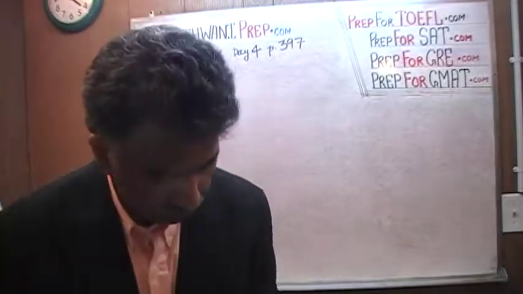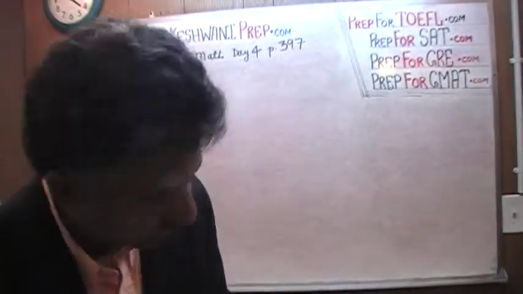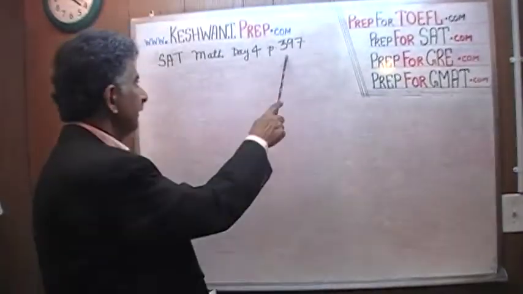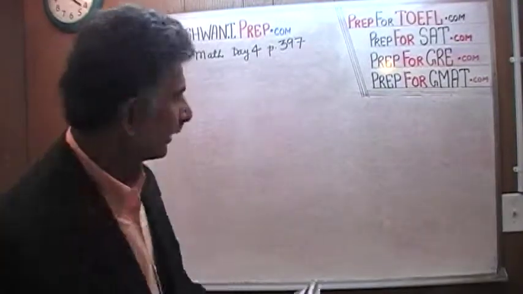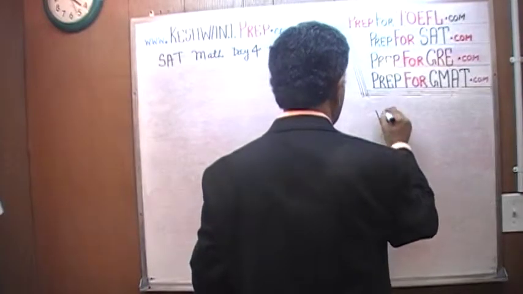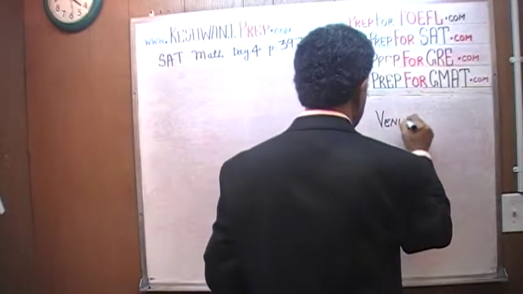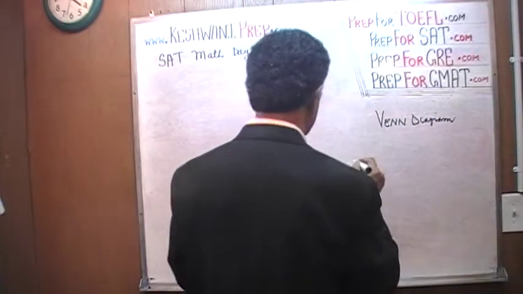The problem that we are about to solve is the one that you will find on page number 397. Page 397, and today is our lesson number 4. Let's take a look at it. They give you a Venn diagram that looks something like this.